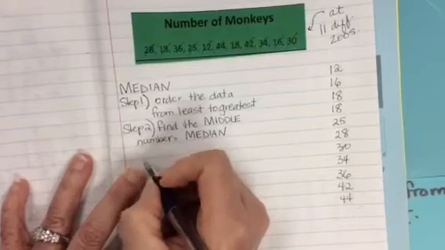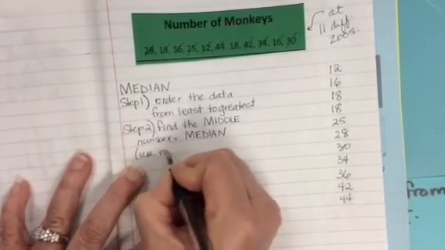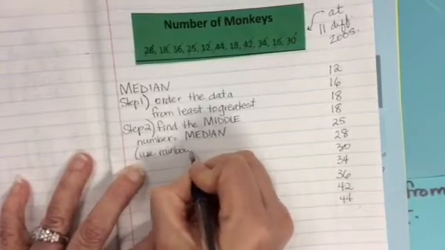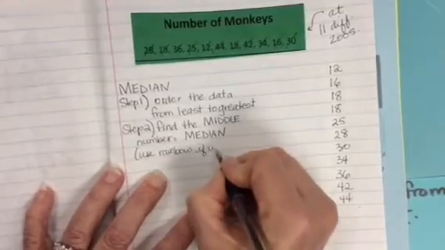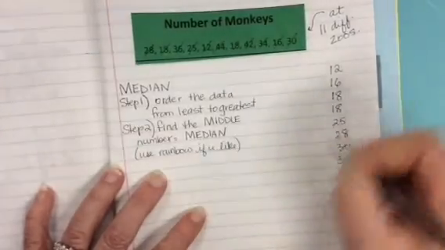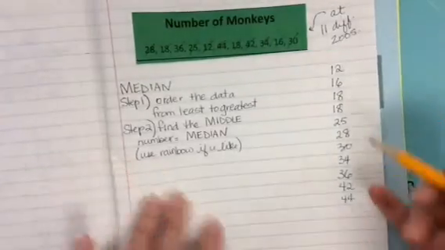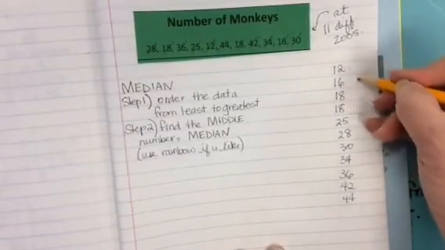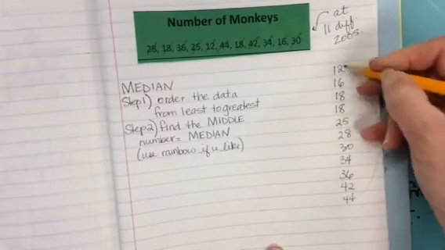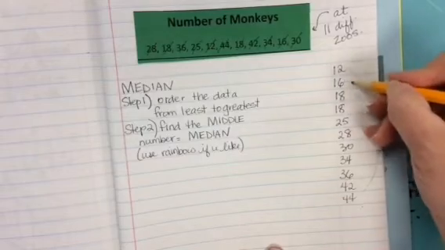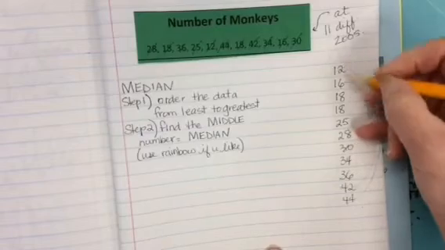I know that some of you maybe learned the rainbow technique. You certainly don't have to do that in sixth grade, but if it works for you, you can use it. Here's how you do it. The 12 will come up and knock out the 44. The high and the low, they're gone. The 16, the next lowest, will knock out the next highest, the 42.